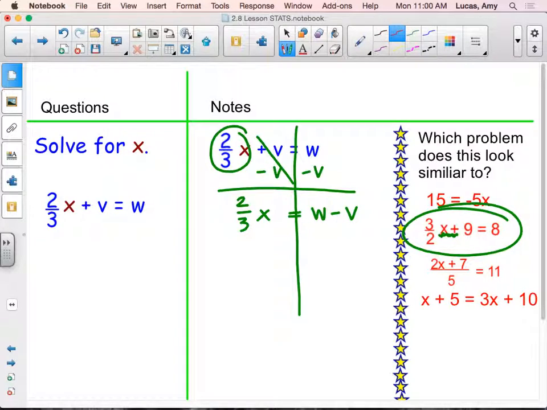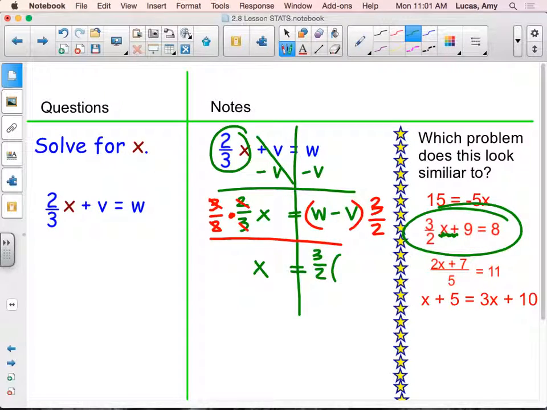Now, my next step, I'm going to multiply by the reciprocal to cancel out the fraction. And when I do this on the right-hand side, multiplying by 3 halves, my reciprocal is 3 halves, I have to put parentheses around the w minus v because you're really multiplying the whole thing by 3/2, not just the v or just the w. So x equals 3/2 times w minus v. If you wanted to distribute it, you could, but I'm just going to leave it like that.